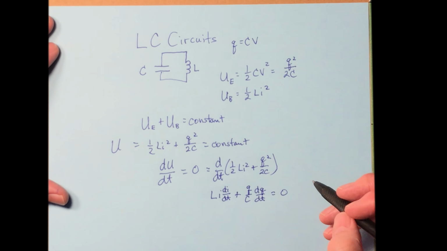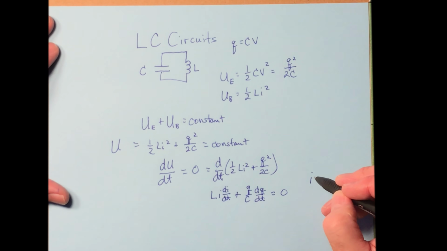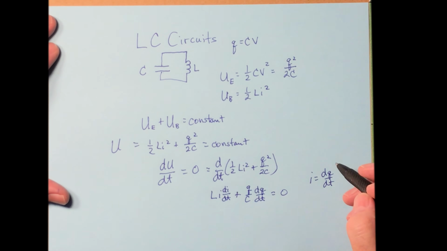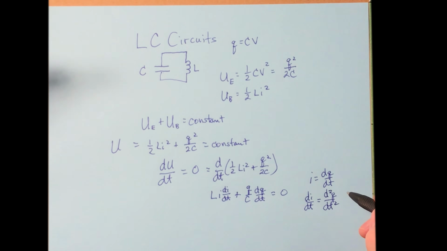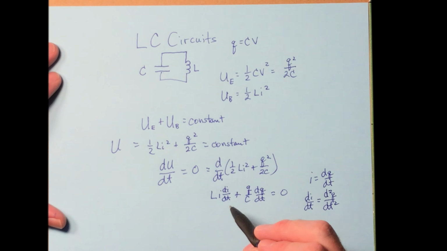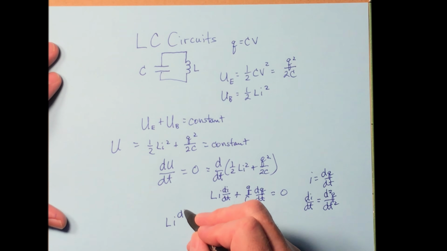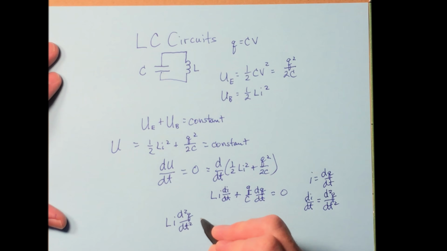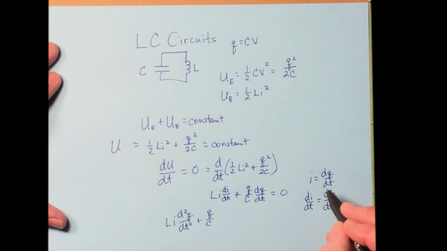All right, now let's make a substitution here. I want you to notice that I is dq/dt. That's what current is. That's the definition of current. And then di/dt is just the second derivative, d squared q/dt squared. And when we plug that into this equation, this becomes L I d squared q/dt squared plus Q over C times I equals 0.